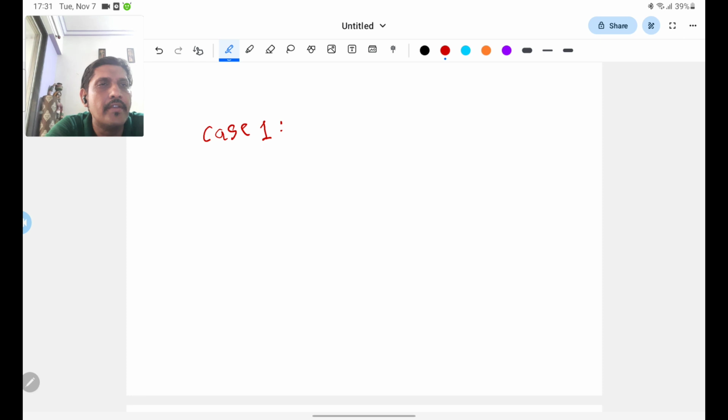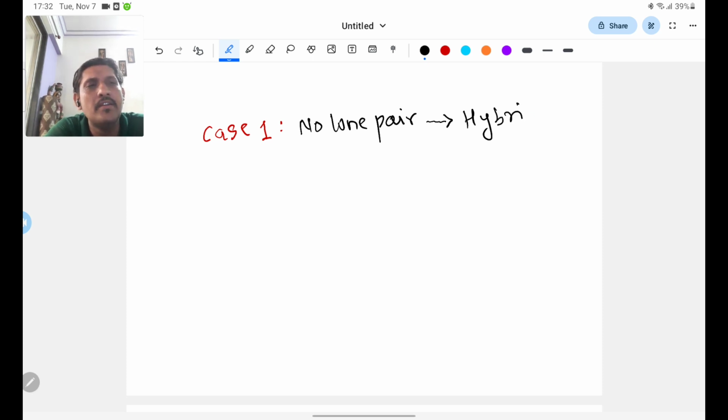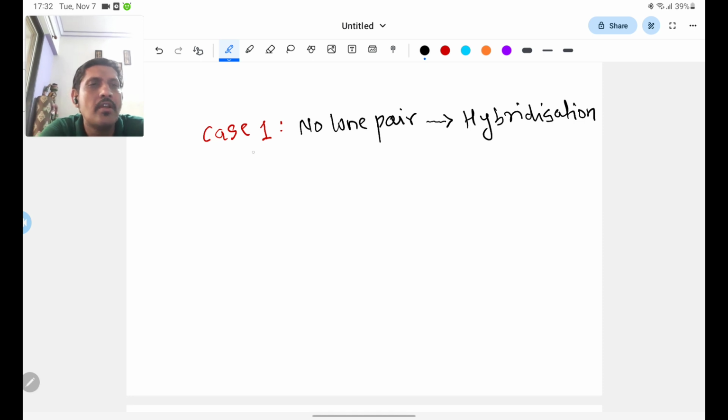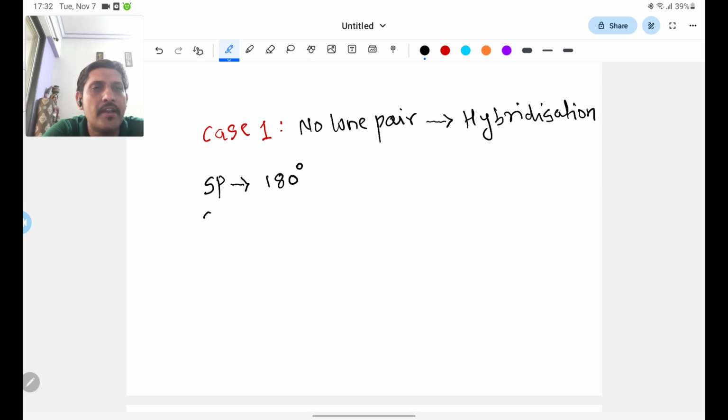Let's take case number 1. The case number 1 is when there is no lone pair present in a molecule, and we can directly use the hybridization to determine the order of the bond angle. So we will use hybridization. According to hybridization, if there is sp hybridization, bond angle is 180 degree. We have a linear molecule, so bond angle becomes 180 degree.